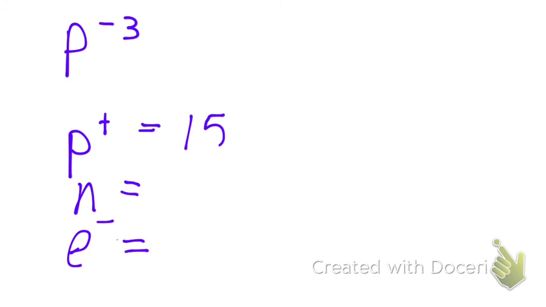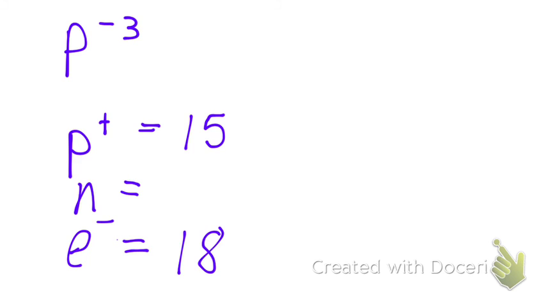Yes, good. Is the number of protons affected by the charge? No. Phosphorus always has 15 no matter what. What about the electrons? 18. Very good. Sometimes it's easy to think -3, we subtract 3. That's not how it works, right? -3 means I have 3 extra electrons. Are we good with that?